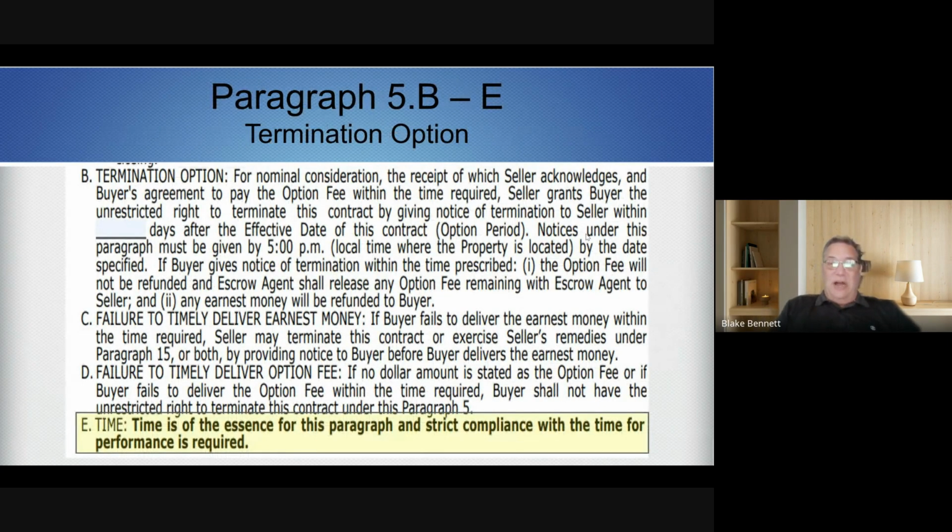The termination option. This is one that's big. Time is of the essence for this paragraph. Strict compliance with time for performance is required. This is one that even though this is in the contract, this is one thing. Time is of the essence. That settlement that NAR had is setting up buyers and sellers that choose to represent themselves to be in a load of trouble because time is of the essence.